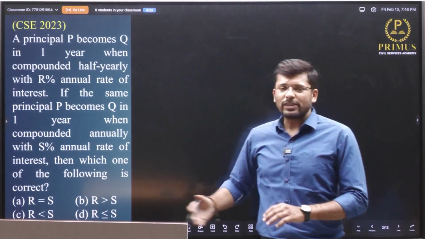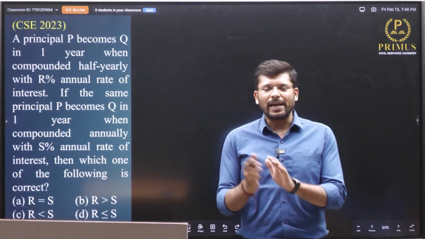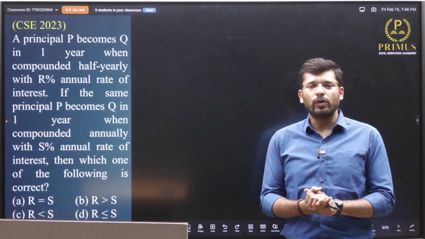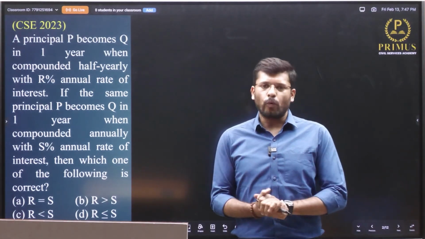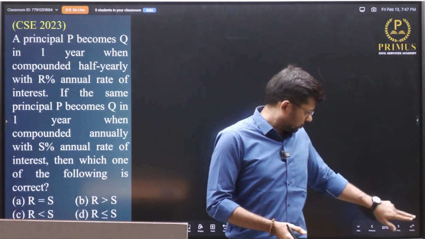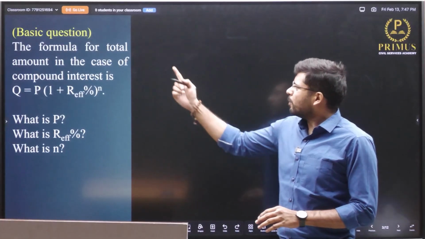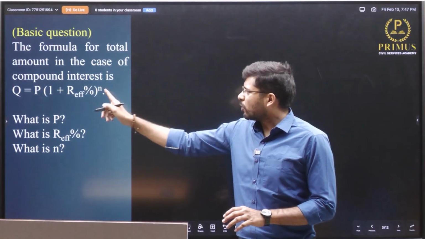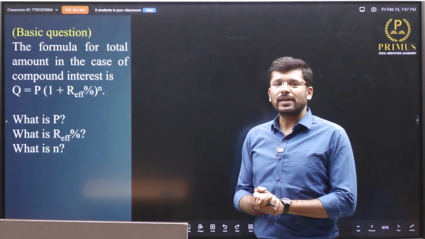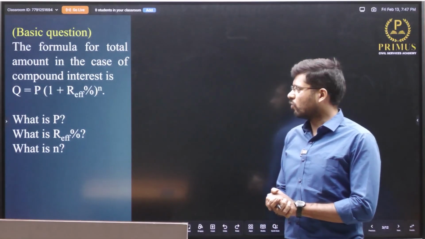So to answer this question, we need to first understand what compound interest is and how the compound interest formula works. So let us understand the formula for compound interest now. So this is the formula. The basic formula for total amount in the case of compound interest is Q equals P into 1 plus R effective percentage raised to N, or to the power of N.